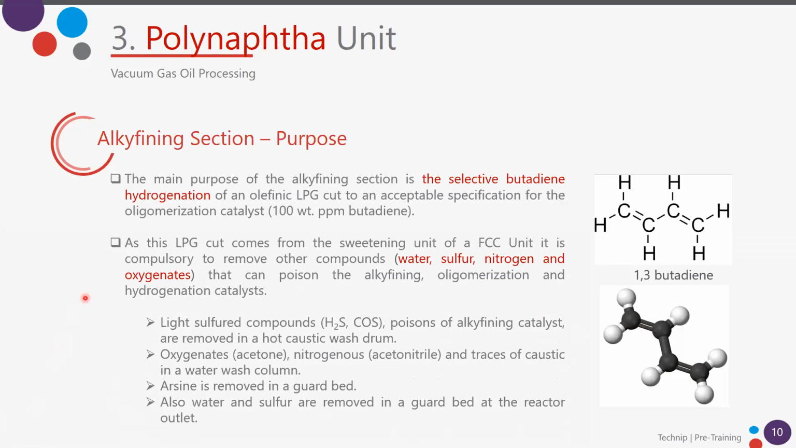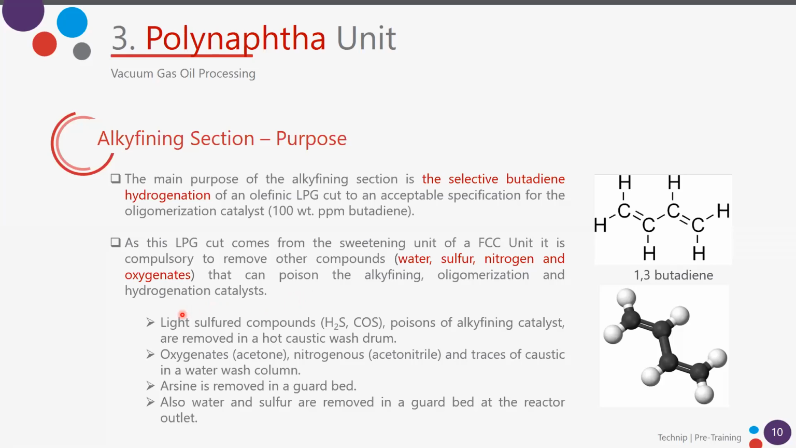But also this LPG that we will treat to reduce the butadiene, we also have some water, sulfur, nitrogen, and oxygenates that we have to remove from this feed. Okay, so as this LPG cut comes from the FCC unit, it is necessary to remove the other compounds that can poison all the catalysts that we will have in this unit.